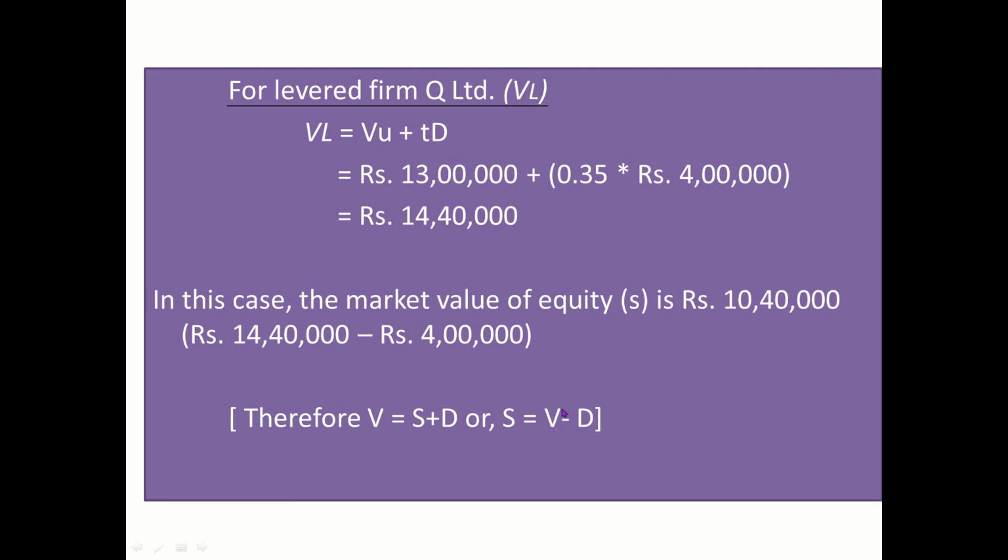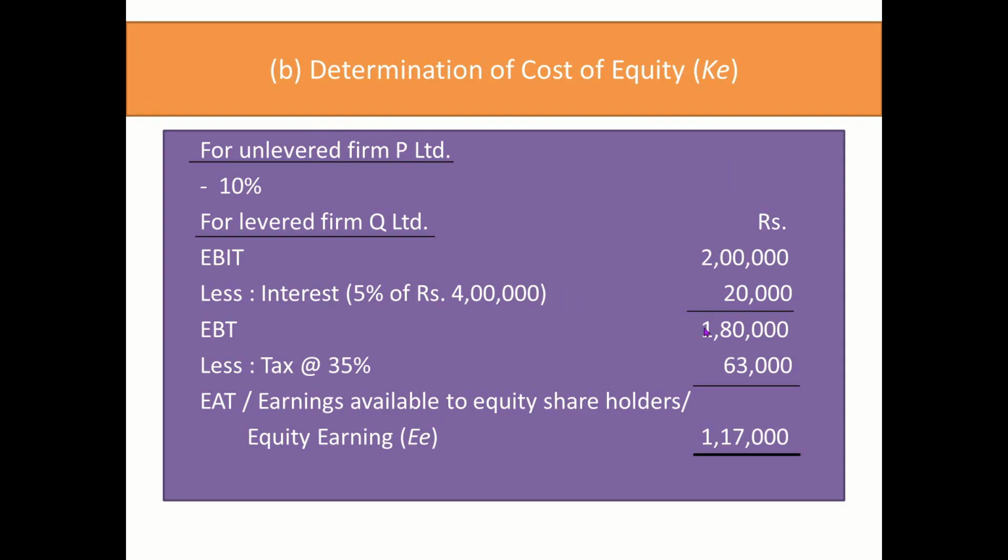V is your 14 lakh 40,000. Therefore, equity is your S. S is 10 lakh 40,000. This is the value of your equity. Now, let us find out the cost of equity for P Limited.